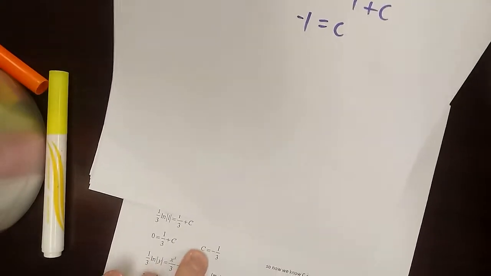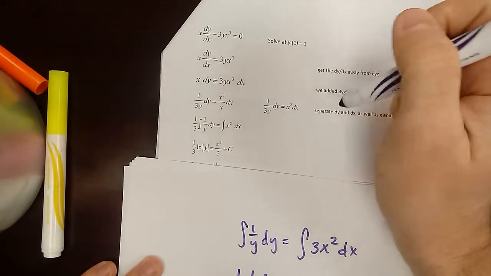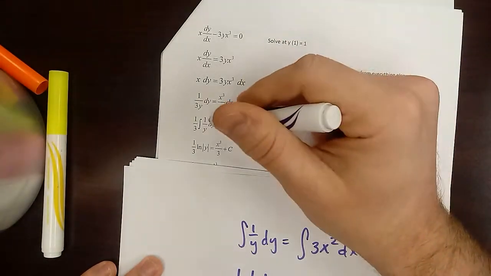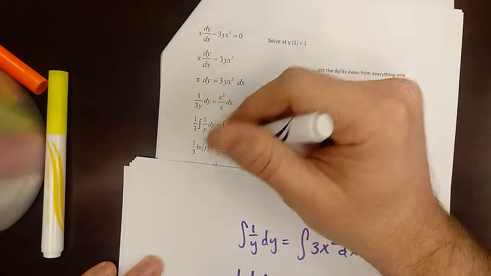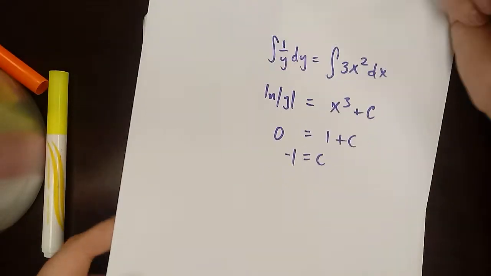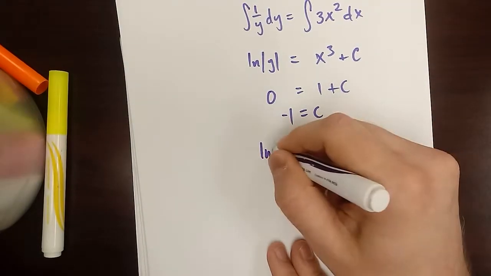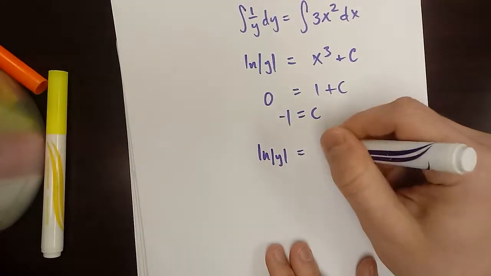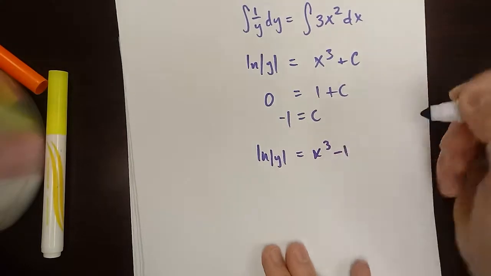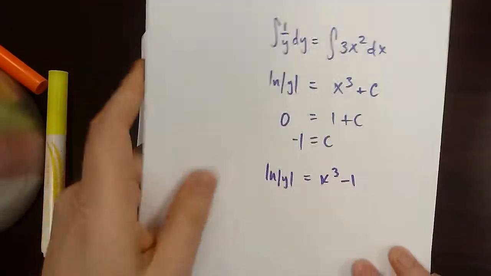Yeah, they got a different plus c than me, but you'll notice they divided both sides by the 3 because they wanted to deal with fractions and be unhappy. I wanted to deal with not fractions and be happy. So now I get the natural log of the absolute value of y is equal to x cubed minus 1, which if you look at theirs is different than what they got.